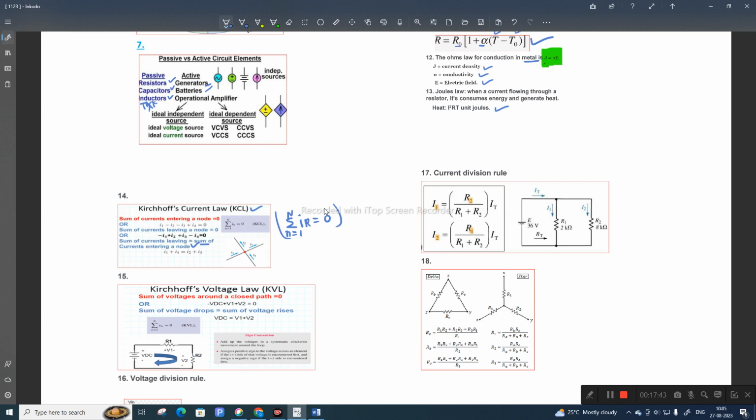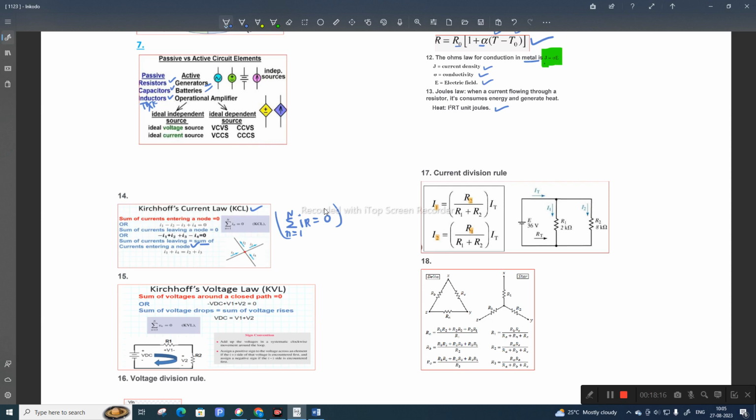I1 and I4 are the currents entering the node, and I2 and I3 are the currents leaving. So with this, the net current will be 0. That's what Kirchhoff's current law says. This law is very important while solving transistor biasing problems, network theory problems, or transient analysis. So everywhere it is very important for you, and a clear concept of this is very important to solve problems easily.